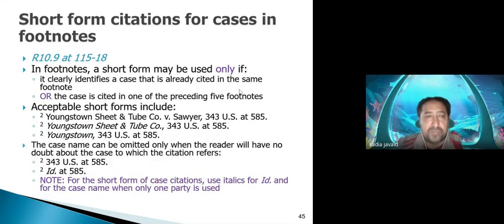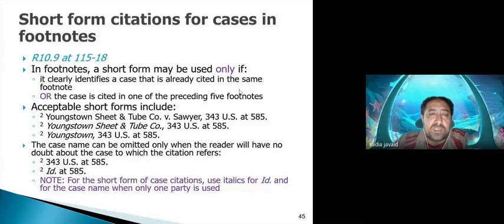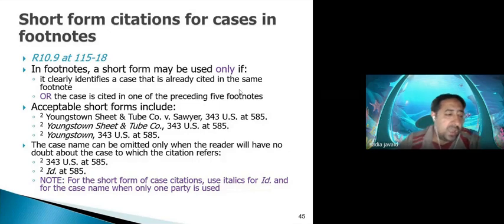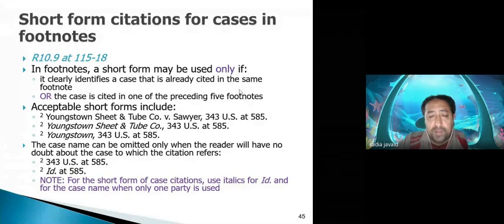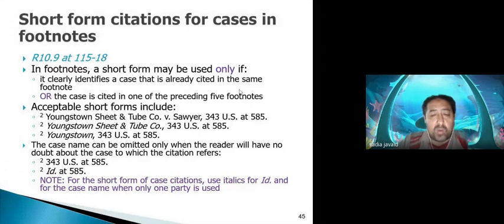You can mention it. Short-form citation for cases in footnotes: in footnotes, a short form may be used only if it clearly identifies a case that is already cited in the same footnote. Acceptable short forms include these, so you can write in such a way as well. The case name can be omitted only when the reader will have no doubts about the case to which the citation refers. This is the example beneath. For the short form of case citation, use italics for Id. and not for the case name when only one party is used.